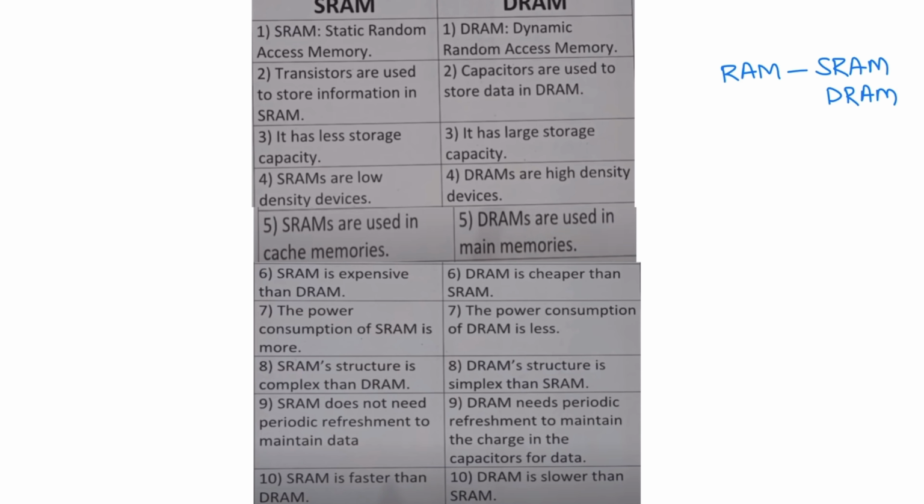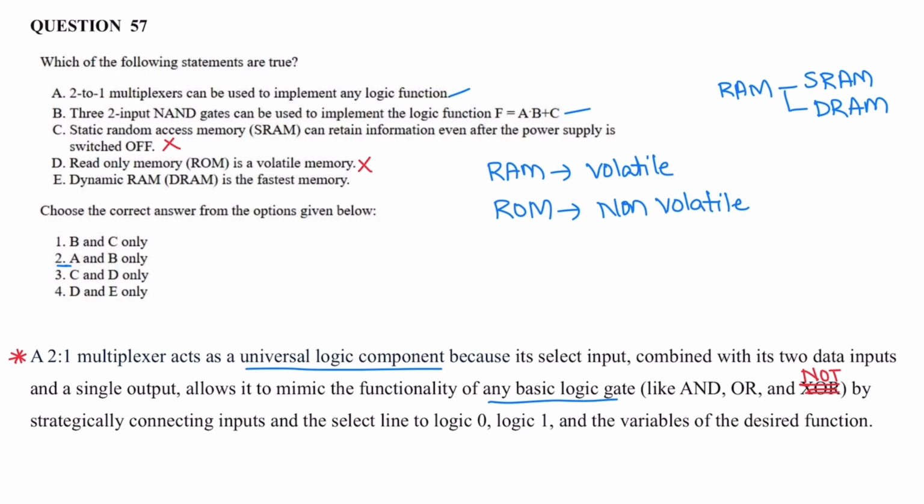Let us see the comparison of SRAM and DRAM. SRAM stands for static random access memory. DRAM is dynamic random access memory. Transistors are used to store information in SRAM. Capacitors are used to store data in DRAM. SRAM is faster than DRAM. DRAM has high density. So the statement that dynamic RAM is the fastest memory is incorrect. SRAM is the fastest memory. Therefore, the correct answer is option 2. Only statements A and B are correct.